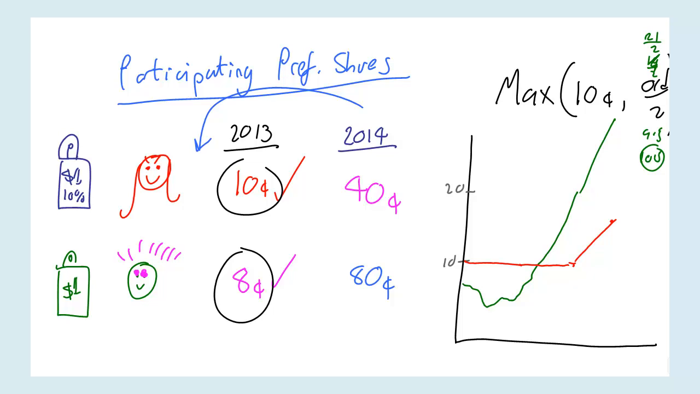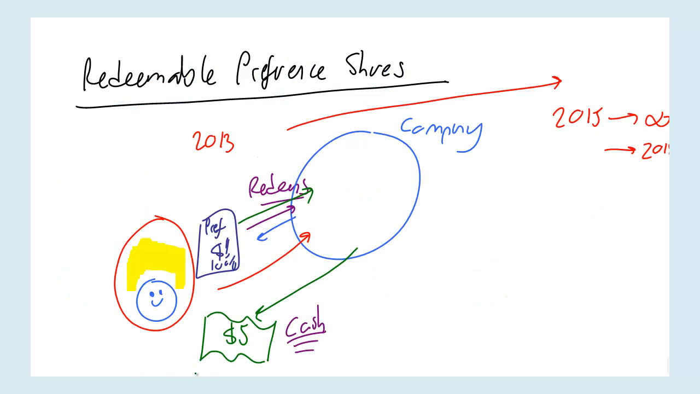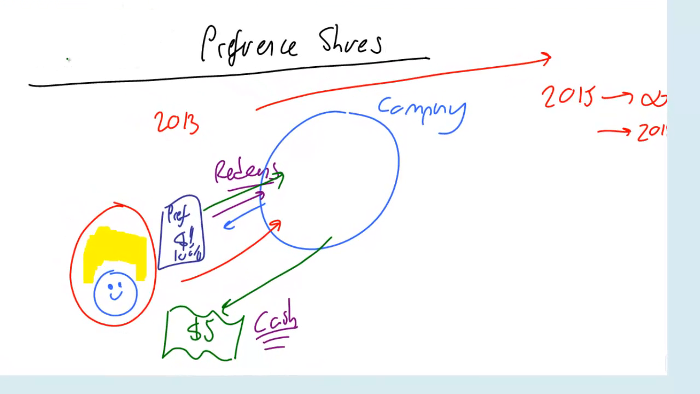Let's do our final one then. This is convertibles. Actually, it's probably best if we go back a couple of slides. This was redeemable preference shares. Let's just scrub that out. And now we'll say convertible. And it's a slightly different situation here. Let's get rid of all of this.